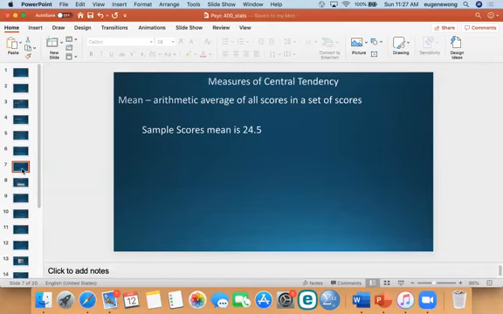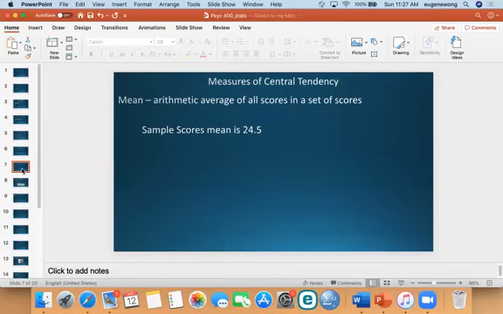We have a formal name for it. It's called the mean, but really the mean is just the average, which you've calculated a million times in terms of thinking about your class performances and so on and so forth. The average is add up all your scores, divide by the number of scores you have. Now you have the average or the mean. So for our sample scores, the mean is 24.5.